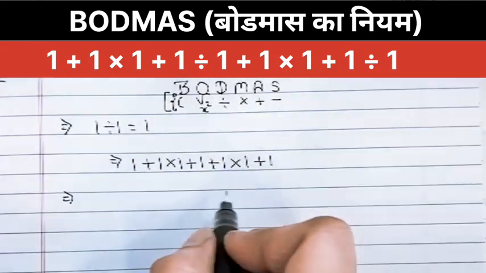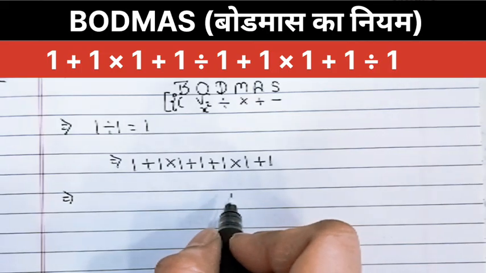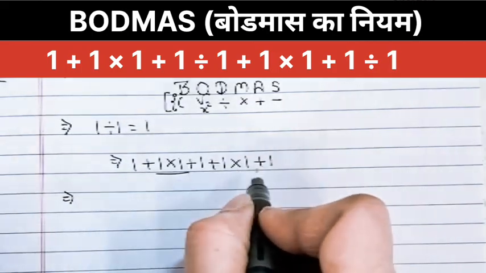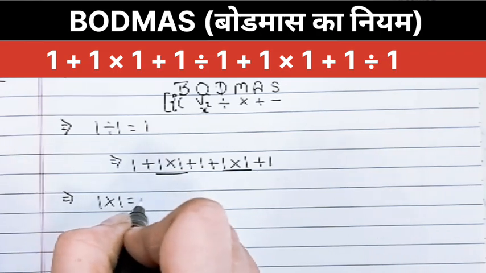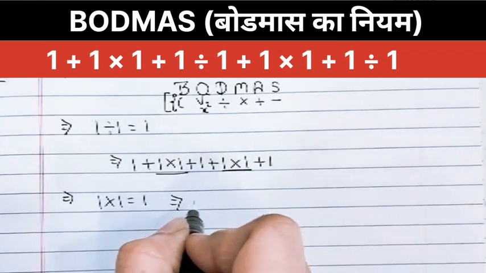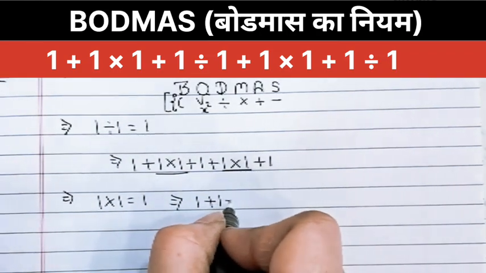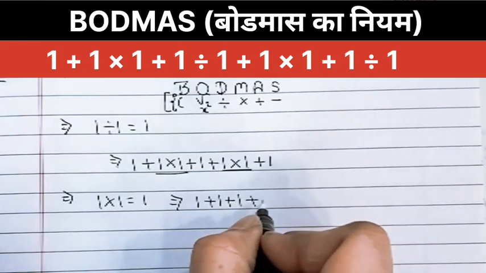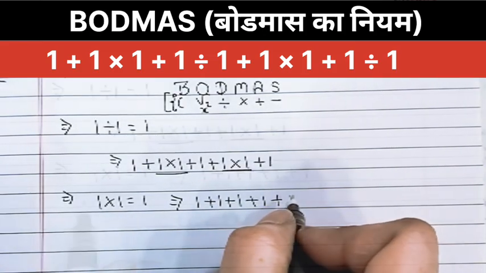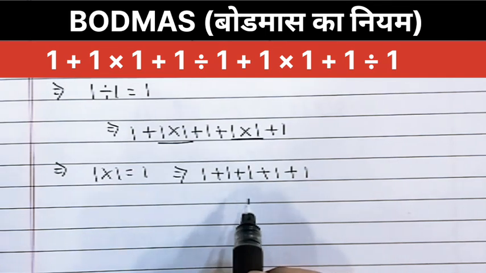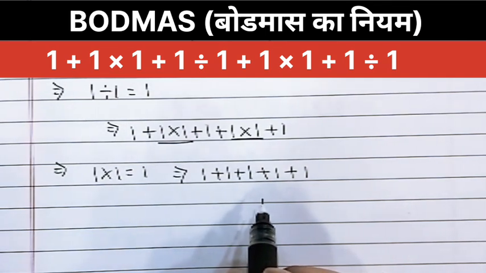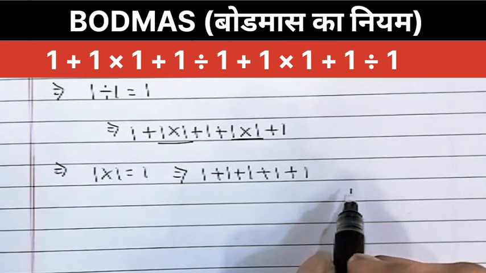Now the second step, multiplication. Identify and solve all the multiplication operations as you can see here. First we multiply 1 into 1 equals 1, and the expression becomes 1 plus 1 plus 1 plus 1 plus 1. According to this step 2, multiplication holds a higher priority than addition. We solve these next to reduce the expression to a single type of operation.